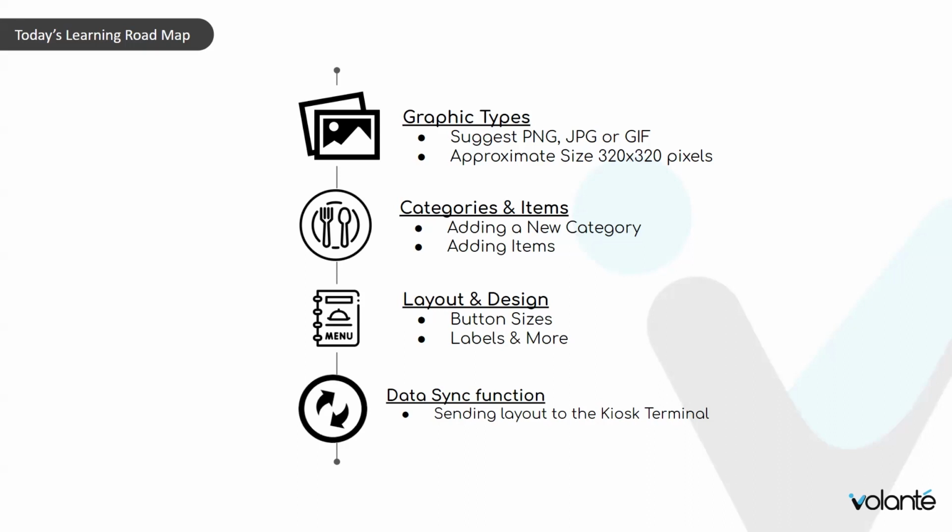We're also going to take a look at our layout and design. We'll talk a bit about button sizes, labels, and more. And as always, a reminder that we data sync after we've set up our different functions and our different graphics in order for those pieces to be sent down to our kiosk. So let's hop on over to our back office and take a look at how some of these pieces get configured.